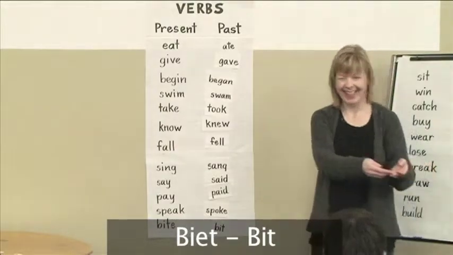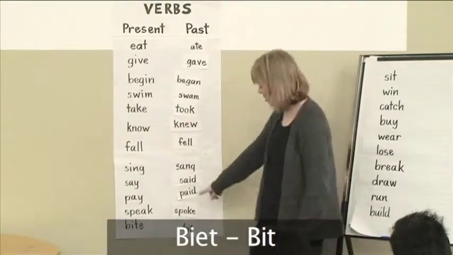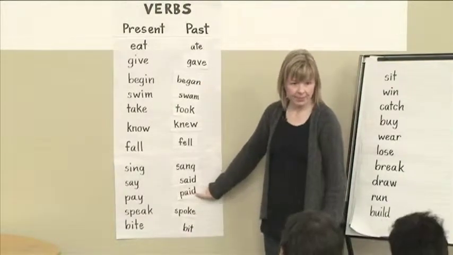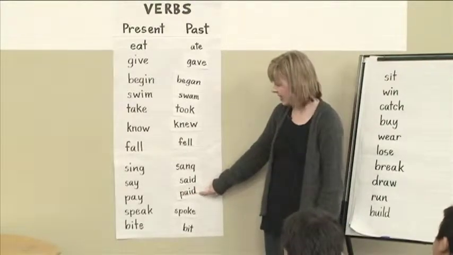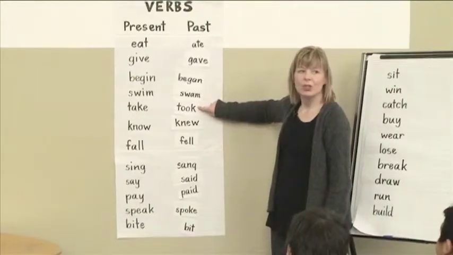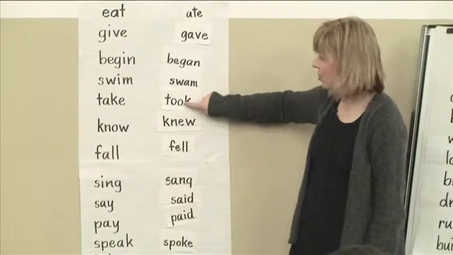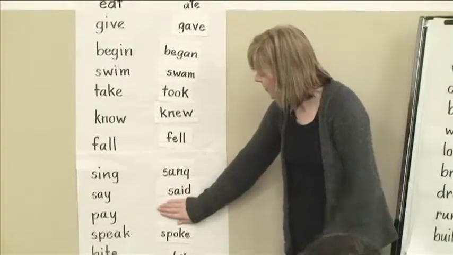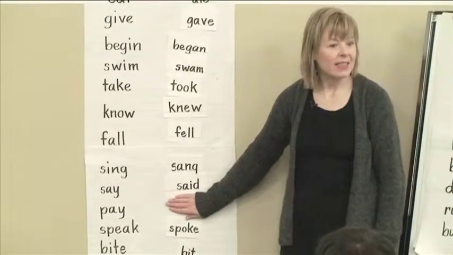But if I've already had it in my mouth, I bit. Short I, bit. Who could remember how to say this word? Paid. Good. Long A. Paid. How do we say this one? Took. It has an oo sound. Took. What about this one? Said. Said.